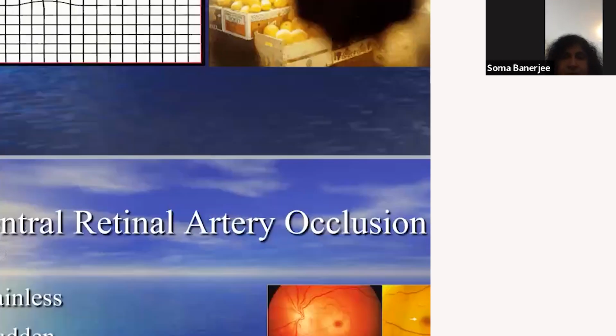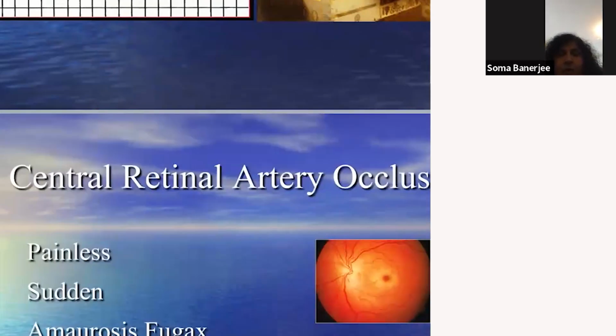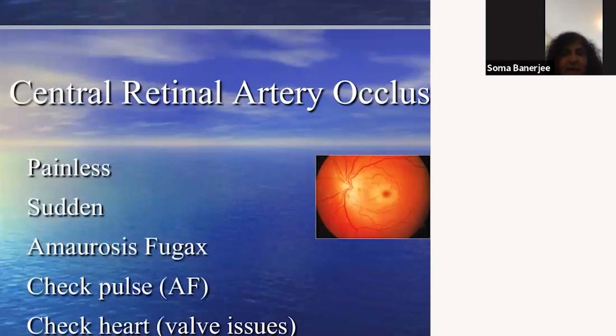So what other problems can you have in the retina? So one of the causes of sudden loss of vision is central retinal artery occlusion. This is painless, it's sudden, and it may be preceded by amaurosis fugax, which is defined as the vision becoming black for a period of 1 or 2 seconds and coming back. The patient may have cardiovascular issues such as heart valve issues. They may have stenosis of the carotids. In fact, that is a test we would do. We would do a carotid ultrasound to check the amount of stenosis in their carotid arteries.